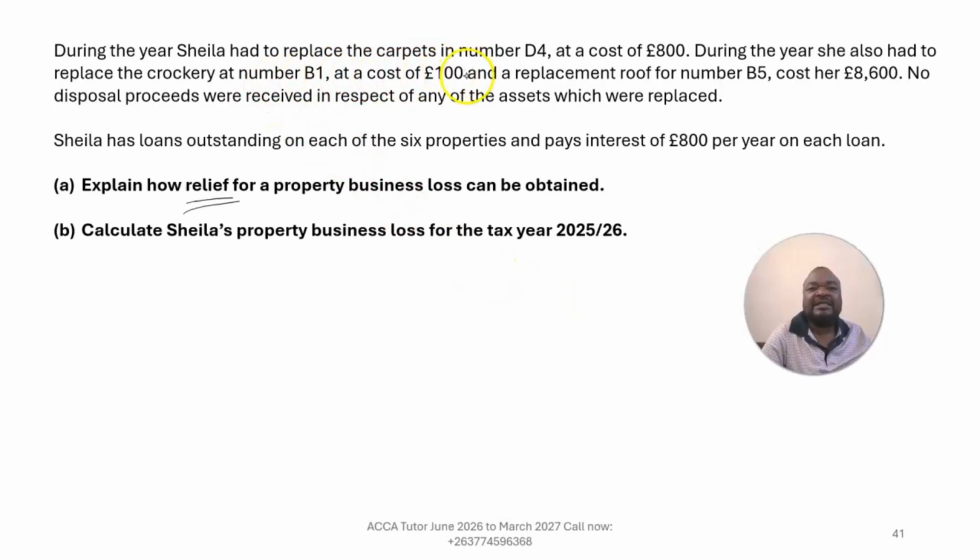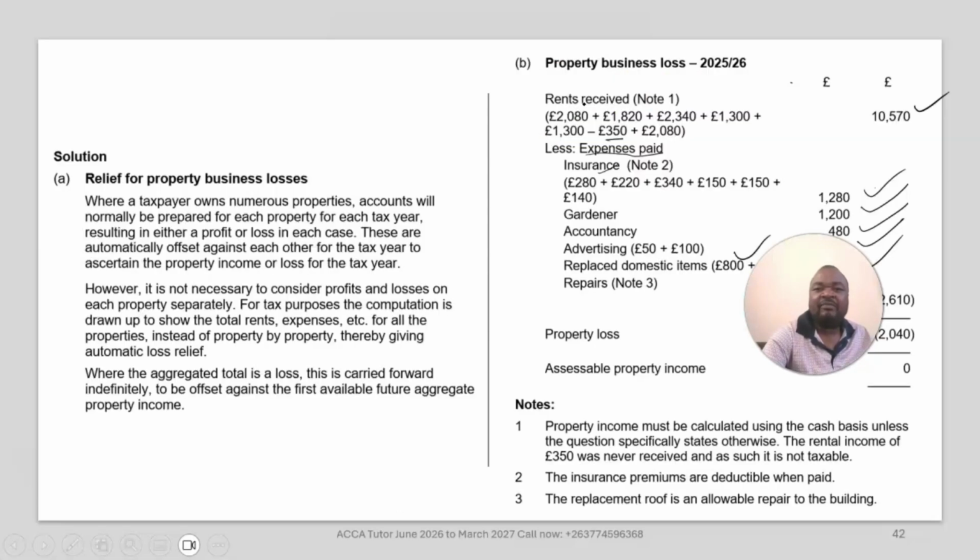She had to replace the carpets in number D4 at a cost of £800. This is allowable. During the year, she also had to replace the crockery at number B1 at a cost of £100, and a replacement roof for B5 cost her £8,600. Okay, no disposal proceeds were received, so these repairs and replacements are all allowable.